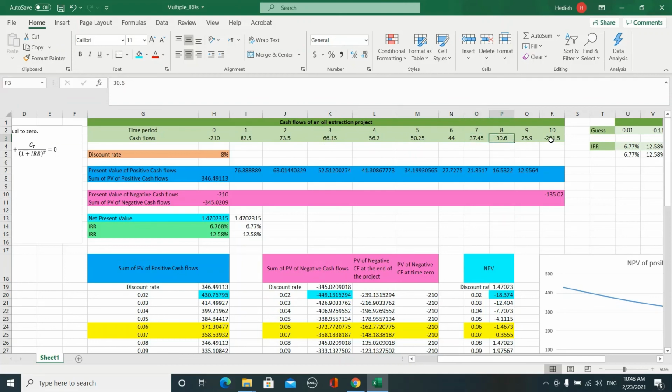For example, if the negative cash flow that you had in year 10 didn't happen in year 10 and instead happened, for example, at time 0 or before all the other positive cash flows, you would never observe multiple internal rates of return.